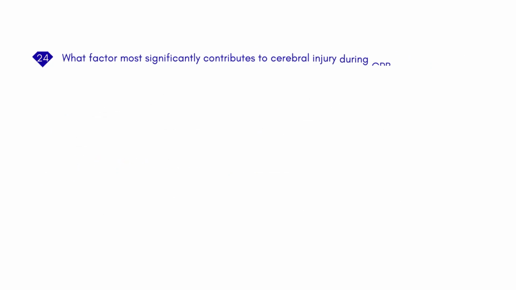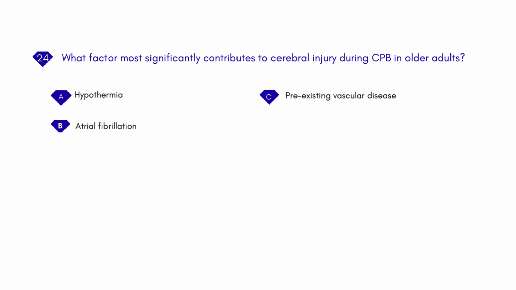What factor most significantly contributes to cerebral injury during CPB in older adults? A. Hypothermia. B. Atrial fibrillation. C. Pre-existing vascular disease. D. High blood pressure during surgery.